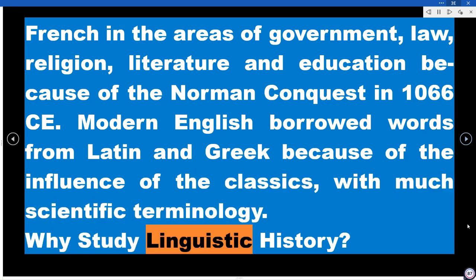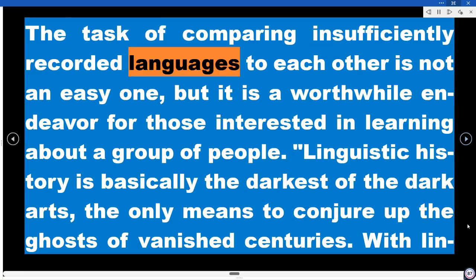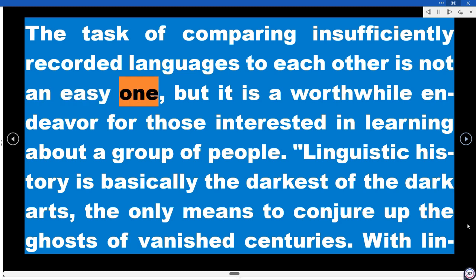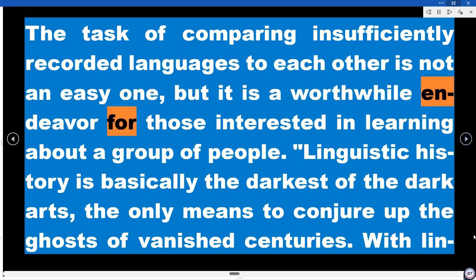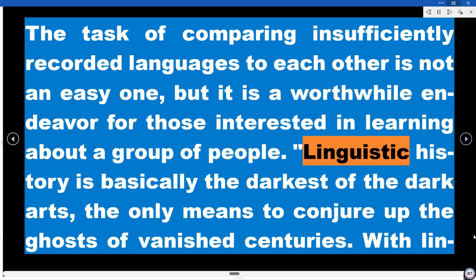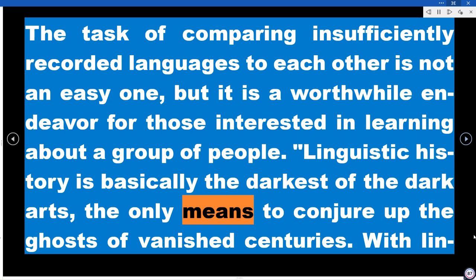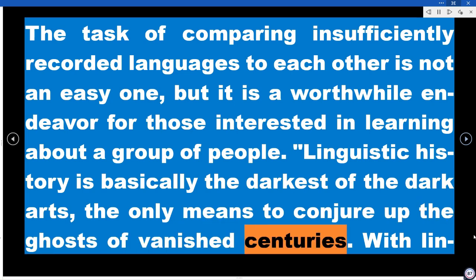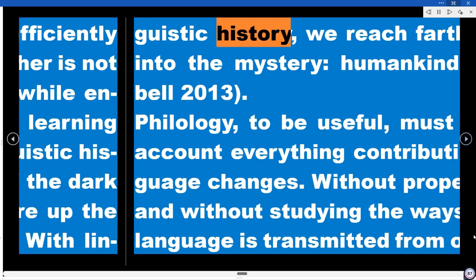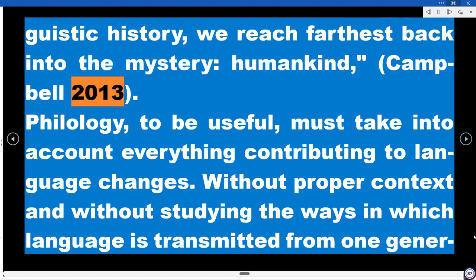Why study linguistic history? The task of comparing insufficiently recorded languages to each other is not an easy one, but it is a worthwhile endeavor for those interested in learning about a group of people. Linguistic history is basically the darkest of the dark arts, the only means to conjure up the ghosts of vanished centuries. With linguistic history, we reach farthest back into the mystery of humankind. Campbell, 2013.